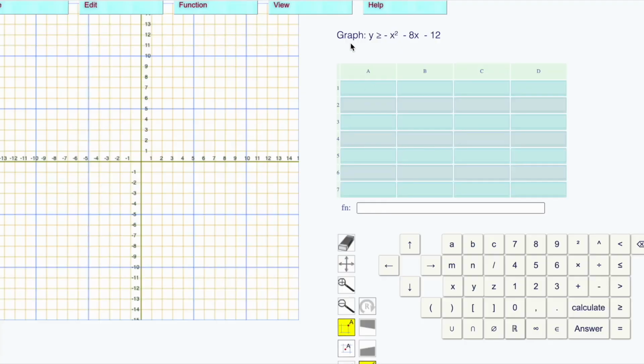Here's a level 7 type question. Graph y is greater than or equal to negative x squared minus 8x minus 12. My a is minus 1, my b is minus 8, my c is negative 12. The h is negative b over 2a. Negative b divided by 2 divided by the a. The k, I'm just going to feed it into here.